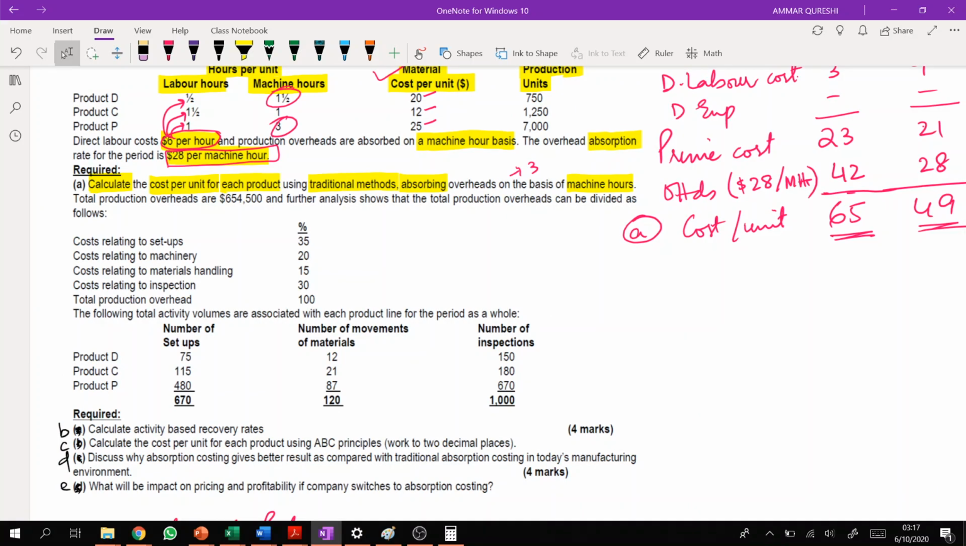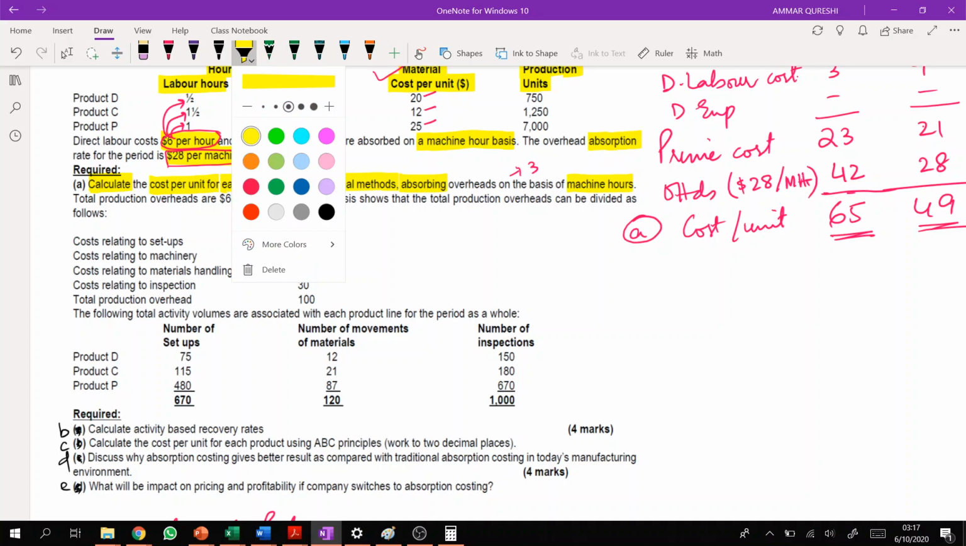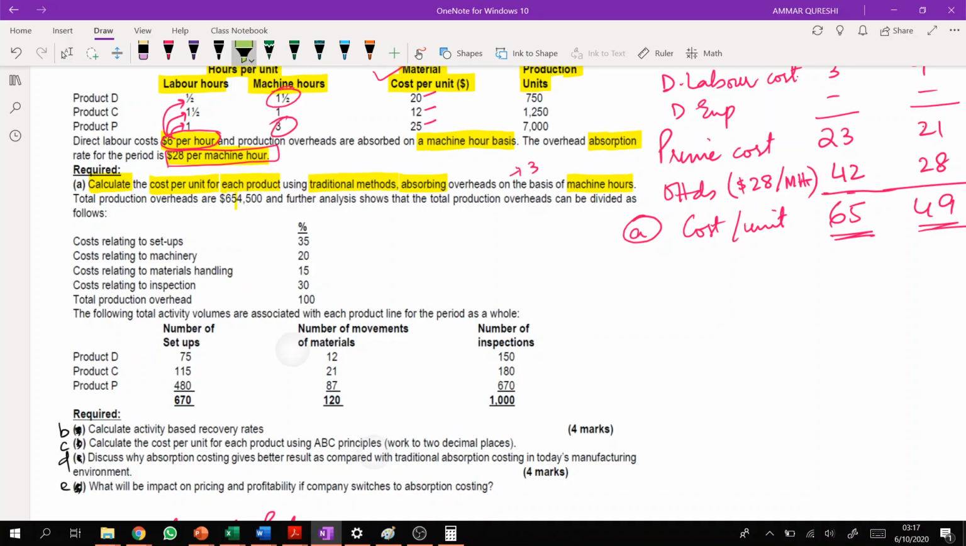All right, it says total production overheads are 654,500, right? Further analysis shows that total overheads can be divided as follows: 30% to setup cost, 20% to machine related cost, 15% to material handling, 30% to inspection. So how many cost pools are given here? Four. Four cost pools are given here.